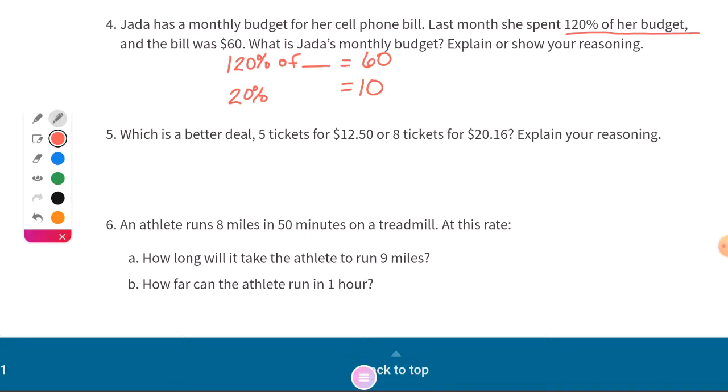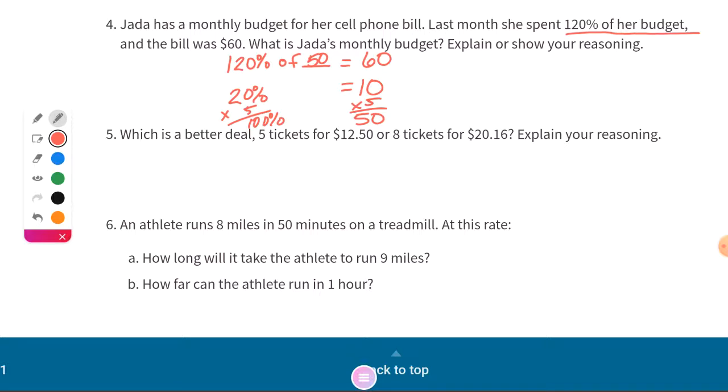And then what? Okay, and then she's trying to get to 100%. Okay, so times 5, times 5. That's 100%. And that's 50. Does that answer make sense? Okay, it's less than 60, so it does make sense. You might work it a different way and get the same answer. Again, there's lots of different ways to get there.